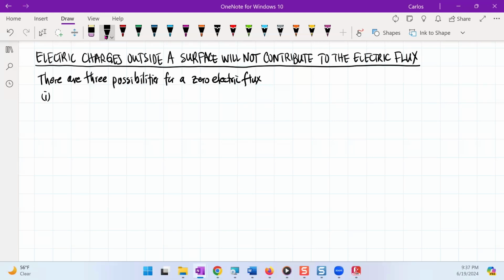One very obvious one is that if there is no charge enclosed, then that implies that Q enclosed is equal to 0, which then tells you that the electric flux through the Gaussian is 0. Of course, not a surprise.